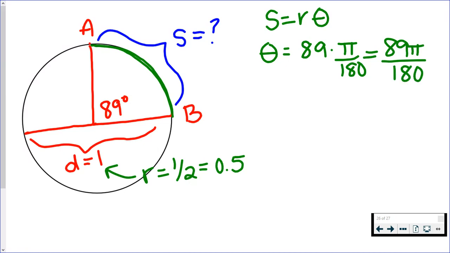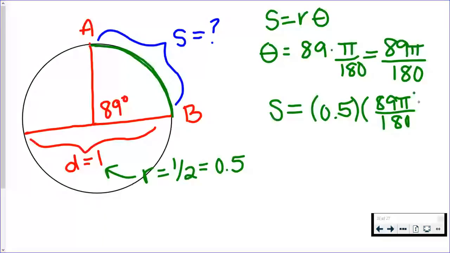I'm just going to leave it as 89 pi over 180 until the end when I start multiplying. But for now, my angle is 89 pi over 180. So all that's left to do is multiply your radius, which was 1/2 of a mile, and your angle, which we converted to radians.